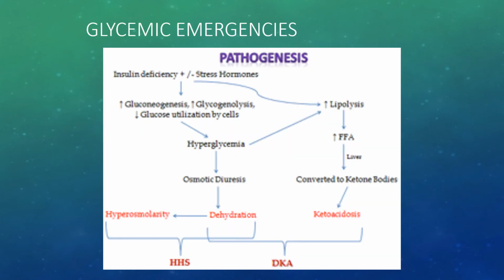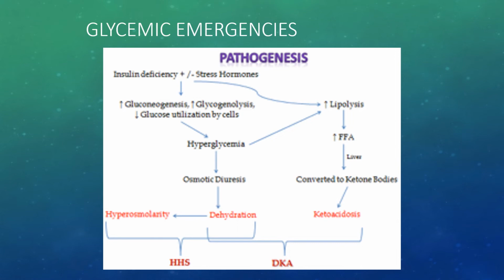Now I'll talk briefly about glycemic emergencies. I'm sure you've probably had prior lectures on this, and I would urge you to go back and review those if you need a refresher. But DKA combines hyperglycemia with an anion gap metabolic acidosis, whereas HHS is hyperglycemia and hyperosmolarity.